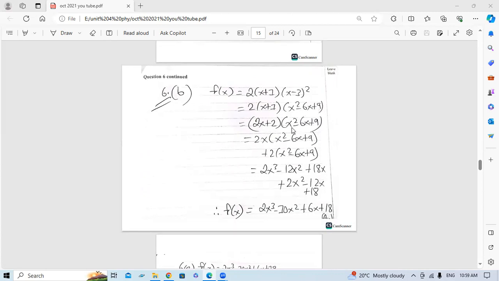So (2x plus 2) into (x squared minus 6x plus 9). If we multiply 2x into (x squared minus 6x plus 9) plus 2 into (x squared minus 6x plus 9), we get 2x cubed minus 12x squared plus 18x plus 2x squared minus 12x plus 18, which comes to 2x cubed minus 10x squared plus 6x plus 18. We just need to simplify the answer for getting the main answer.